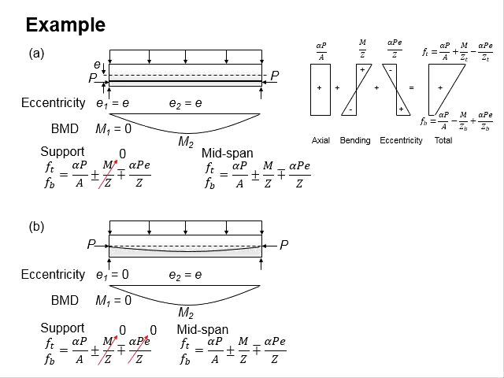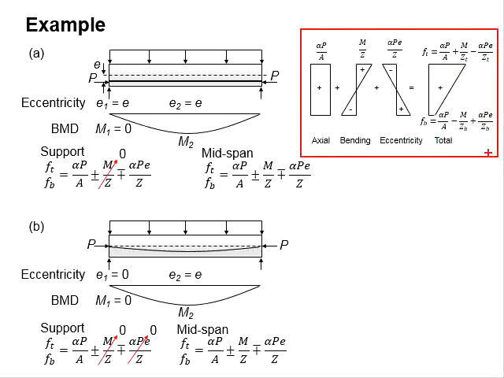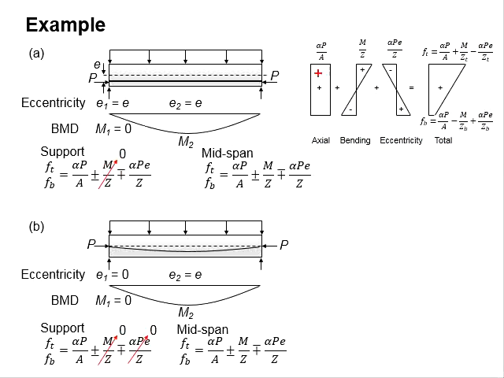To solve these questions, first you need to construct the stress diagram. You need to know the directions of the stresses for you to determine the positive and negative value of the expressions. Next, you need to know the eccentricity and the moment acting along the beam. For a simply supported beam, we will check at the midspan and the support.